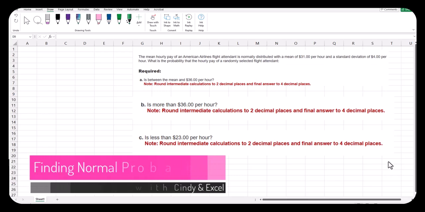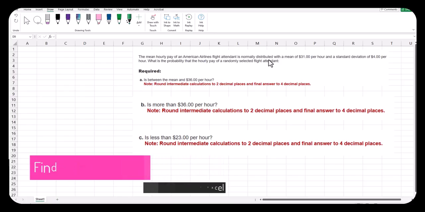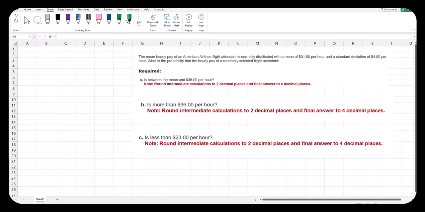All right, so it says the mean hourly pay of an American Airlines flight attendant is normally distributed with a mean, and I'm going to type that right here, a mean of $31 per hour and a standard deviation of $4 per hour. What is the probability that the hourly pay of a randomly selected flight attendant is between the mean and $36, more than 36, less than 23?